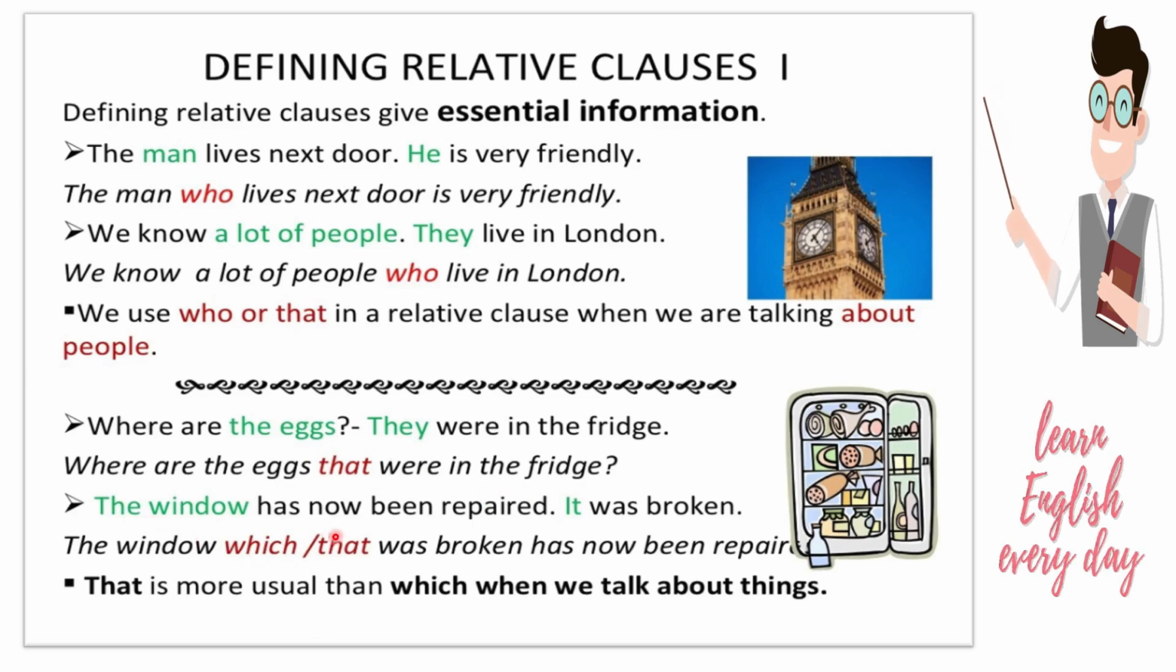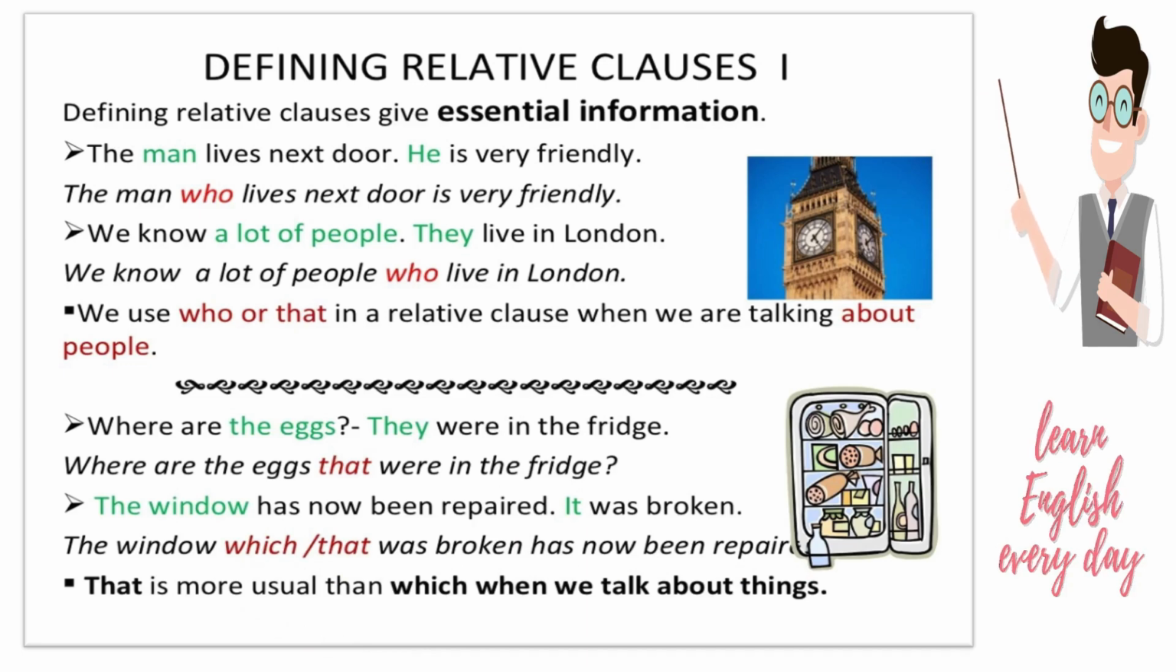The window has now been repaired. It was broken. The window here is the subject of the sentence and it is also a subject, and the two sentences are combined into: the window which or that was broken has now been repaired. So which or that here is the replacement of the window and it.